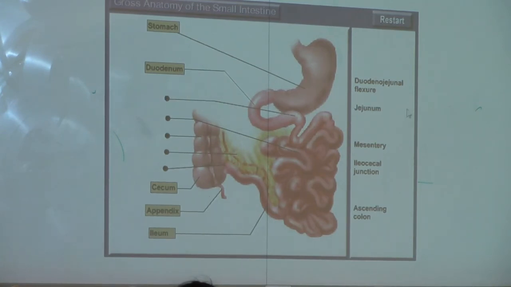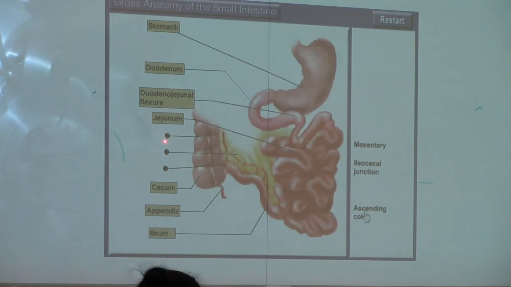Nope, didn't like that. That's the duodenal jejunal flexure. So that one, we didn't study that one. It's just a bend in the duodenum at the junction between the duodenum and the jejunum. That's the jejunum. Yeah, that's the ascending colon.